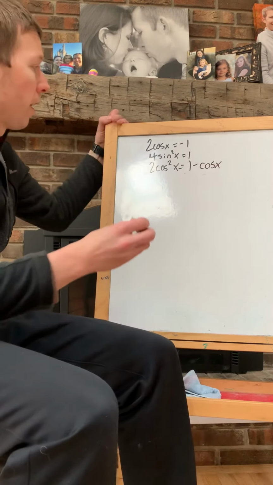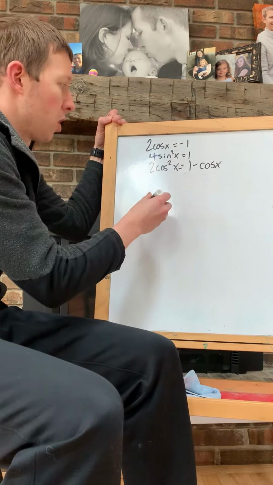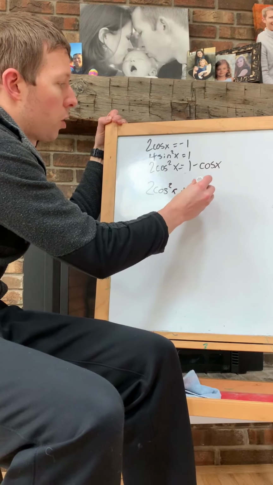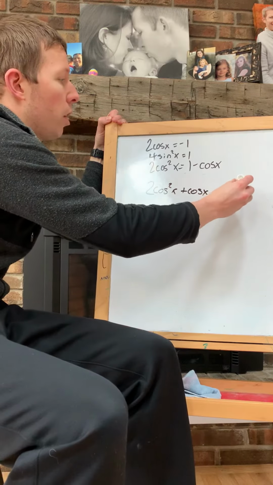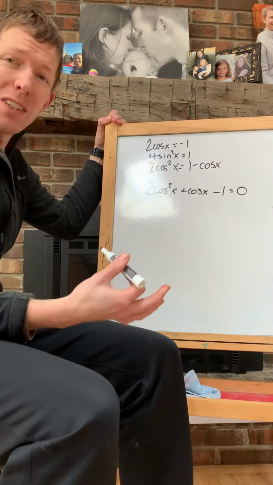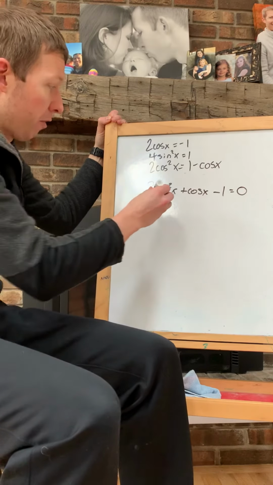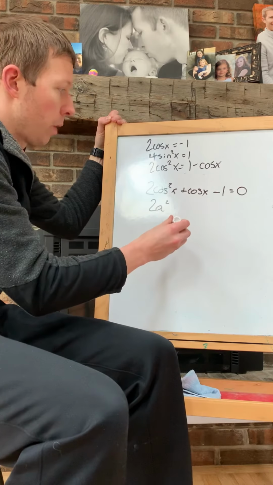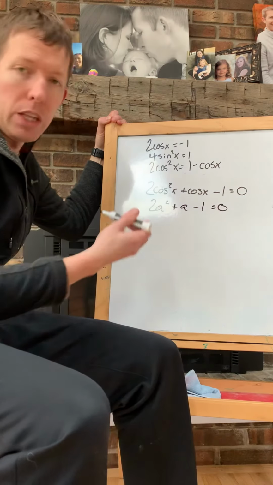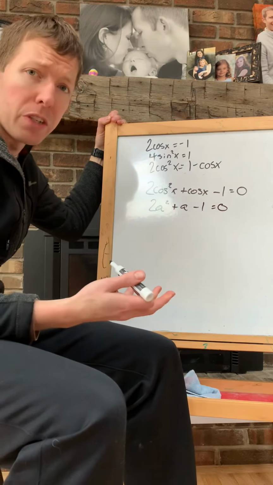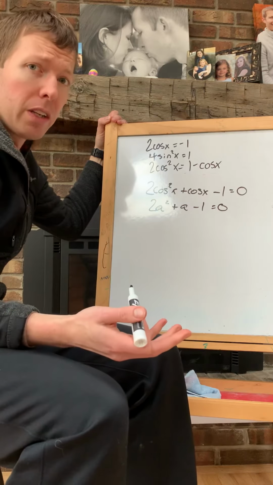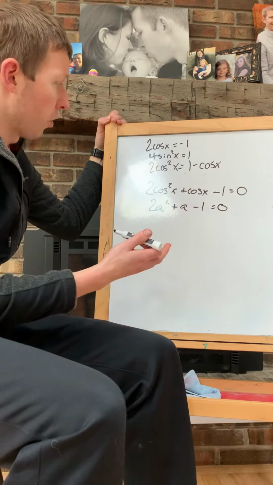What you can do instead is set this up so that everything is equal to 0. So we could have 2 cosine squared of x plus cosine of x minus 1 equals 0. And this looks sort of familiar. In fact, if instead we had something that looked like this, 2a squared plus a minus 1 equals 0, and I asked you how to solve this, you would probably say either factor or use the quadratic formula. And you'd be right. So we're going to factor this thing.